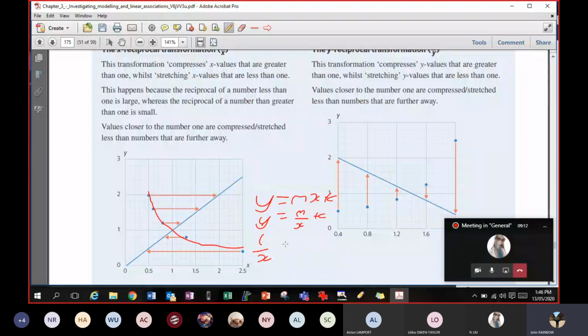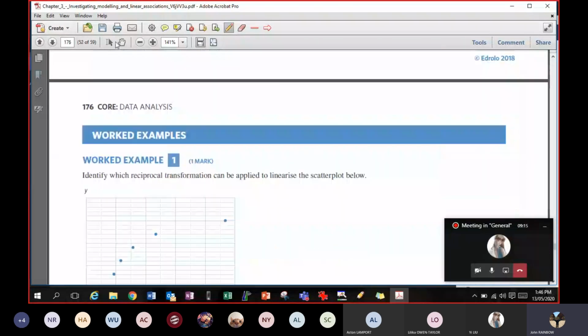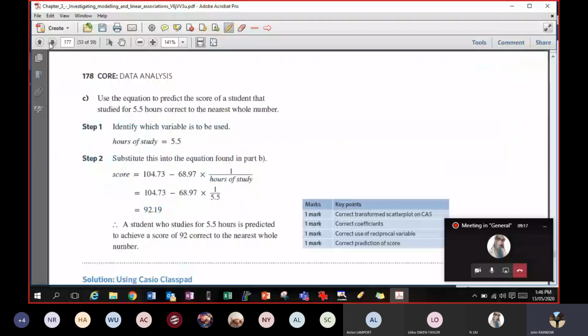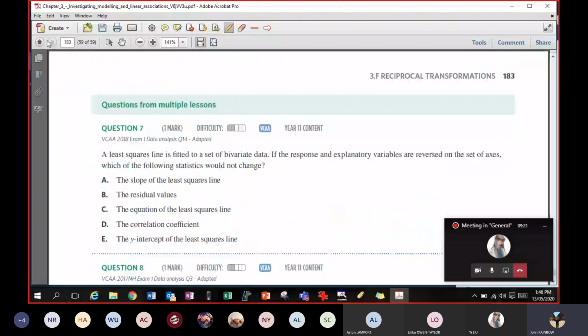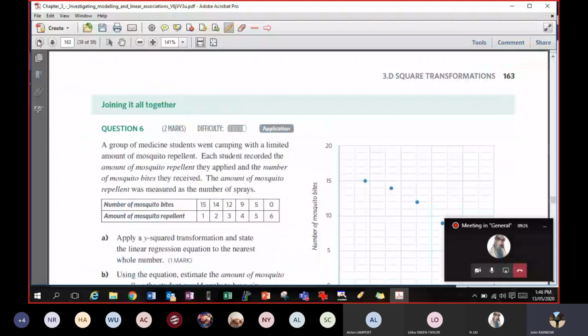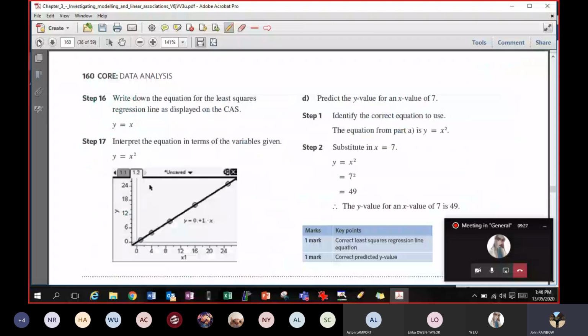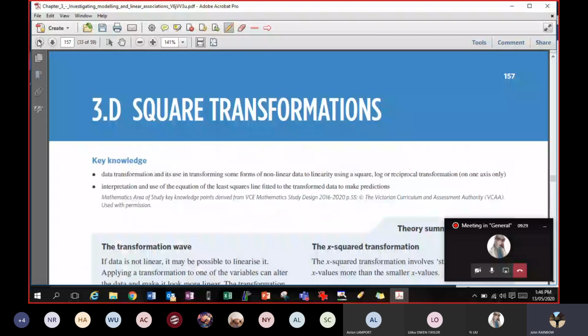We will cover that. And all these other sub-chapters, they're all transformations. So 3D, E, and F are all just transformations. So really, it's a pretty quick chapter, I find. So I think we'll pretty much finish this one by the time we go back to school. So square transformations is D. And what have we got? 3C is residual plots. So really, I see it as ABC, and then D is kind of like all together.